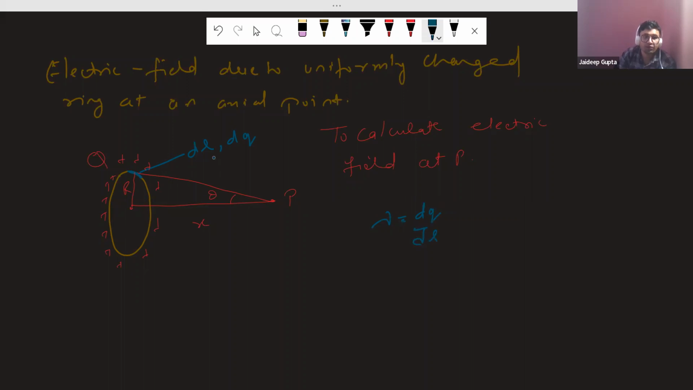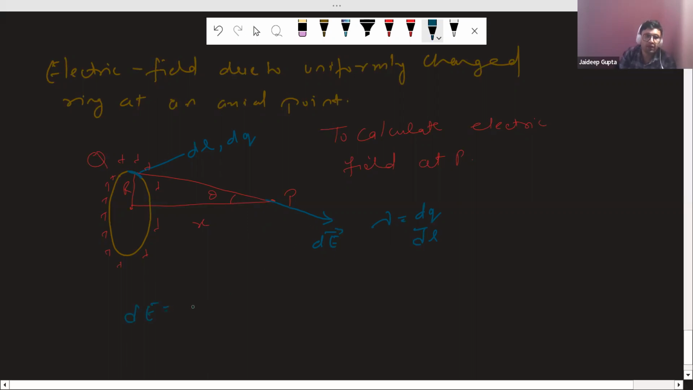Due to this small charge, the electric field at point P will be in this direction. The electric field will be very small, that is dE, making an angle theta with the horizontal. The magnitude will be 1 over 4 pi epsilon, dq over r square, where r is the distance to P. Is it fine?